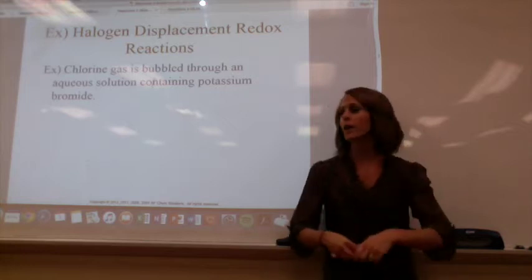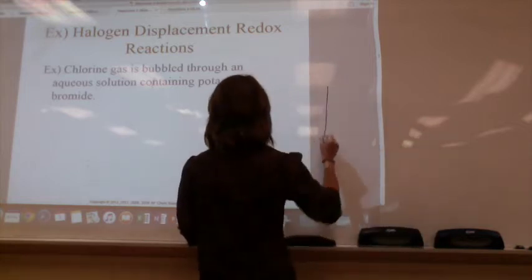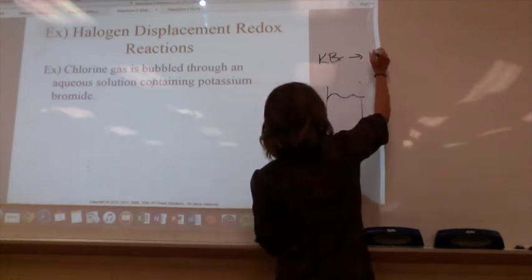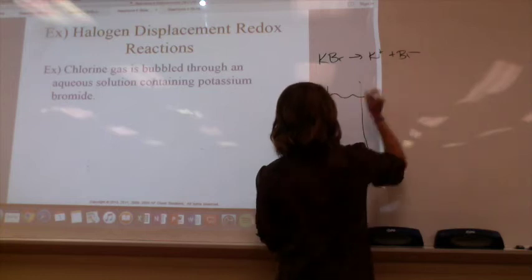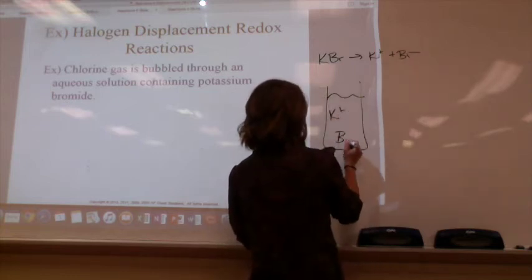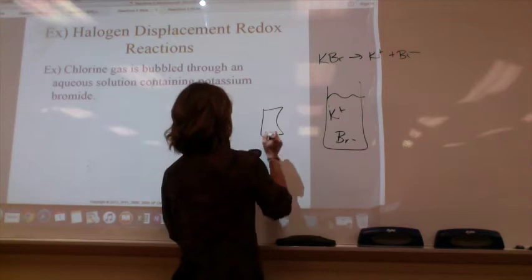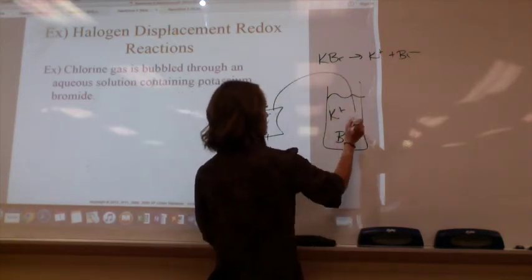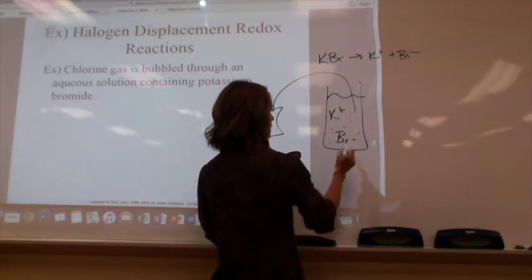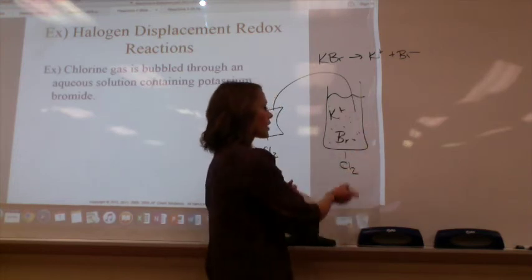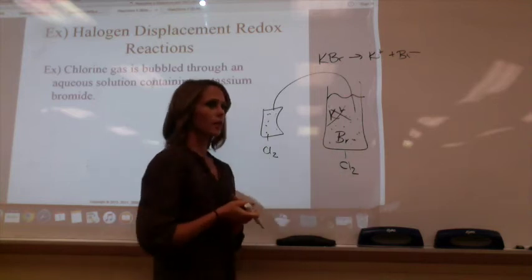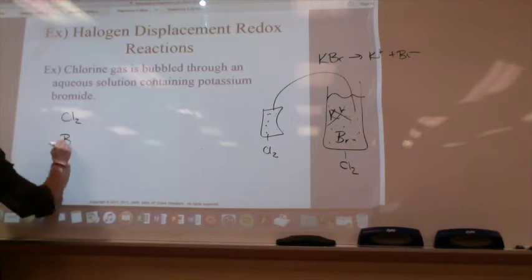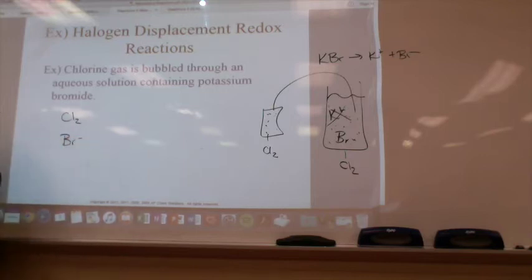So you're going to write what you have. I'm going to draw you a picture here. The first thing you have is a beaker with potassium bromide that broke apart into K plus and Br minus. So we have K plus floating around and Br minus floating around. Then I have a little tank of chlorine gas here, a little hose that gets bubbled in, and now I'm bubbling in Cl2 gas. All right, potassium's not involved. It's a spectator ion. So my only choices, again, are Cl2 and Br minus. Which one gets oxidized? Which one gets reduced?